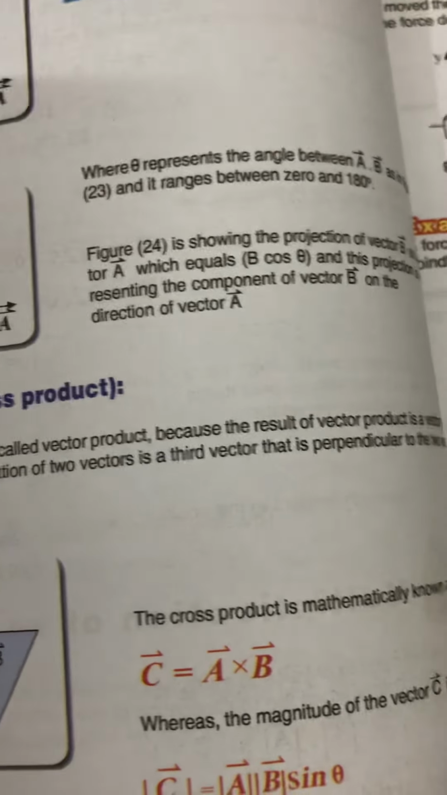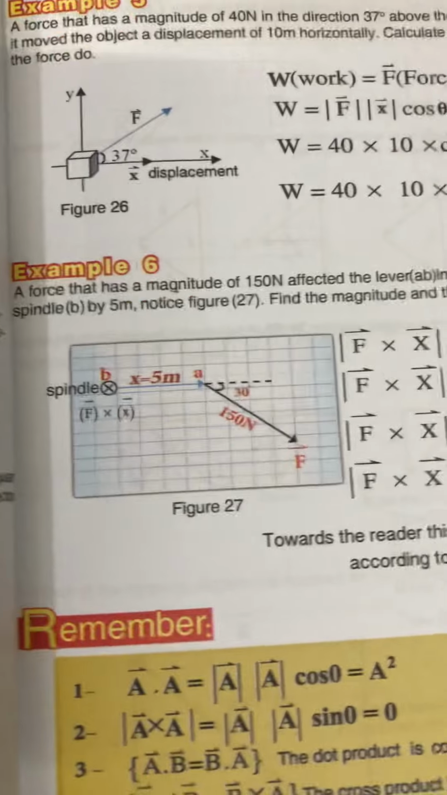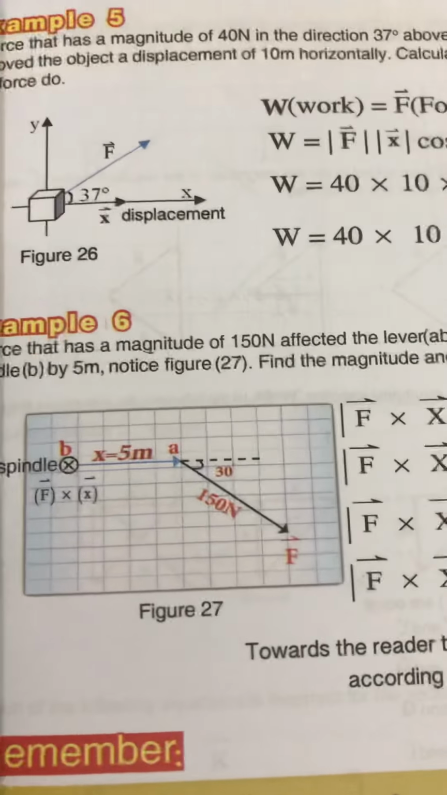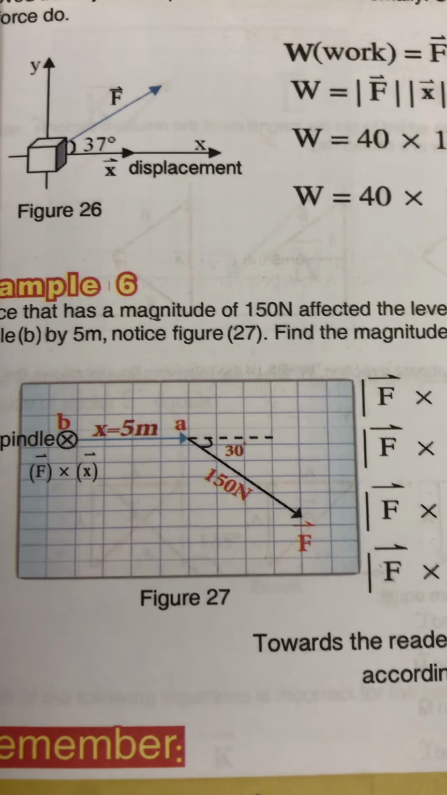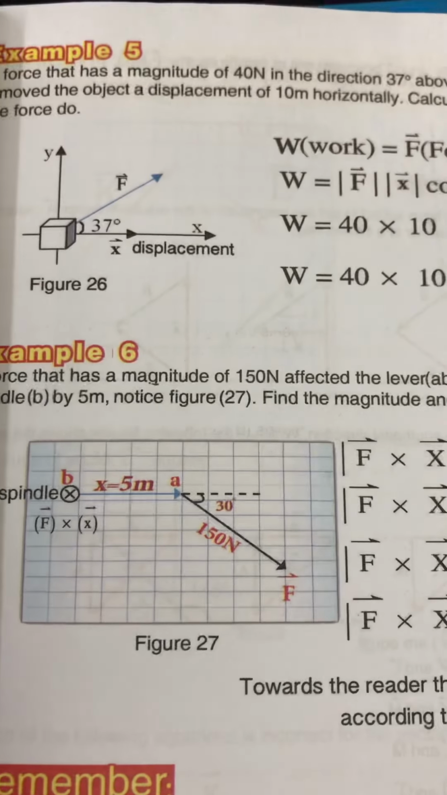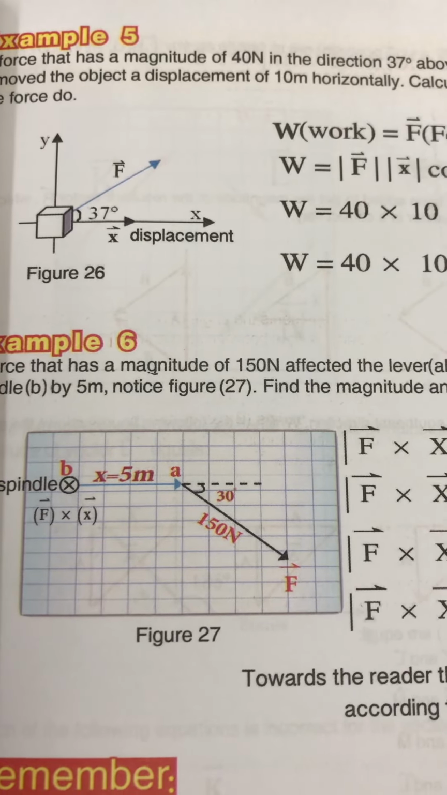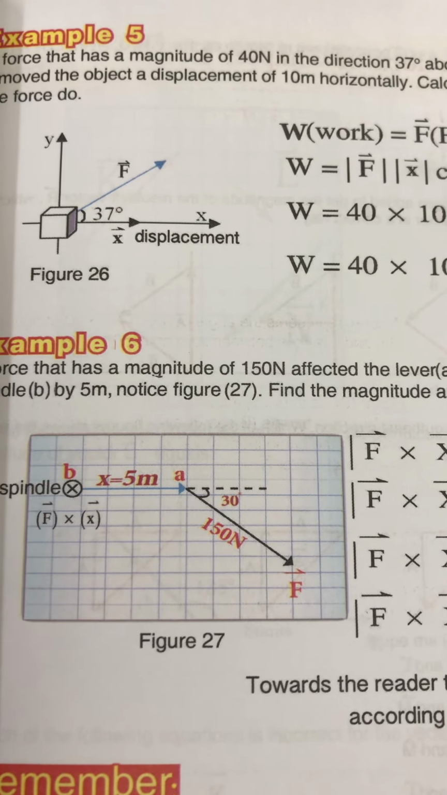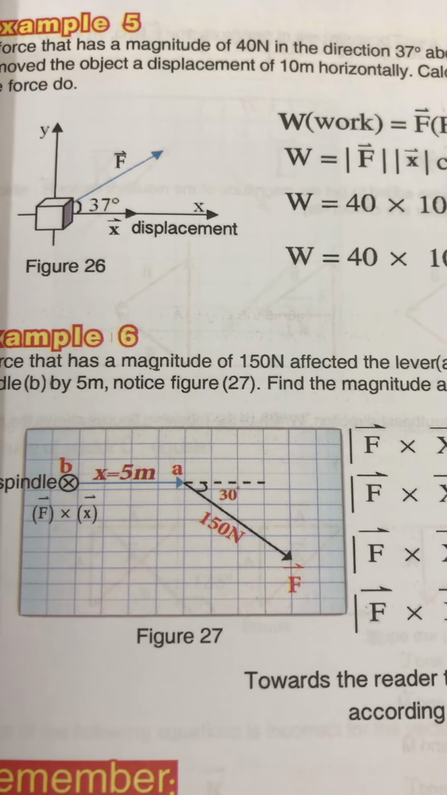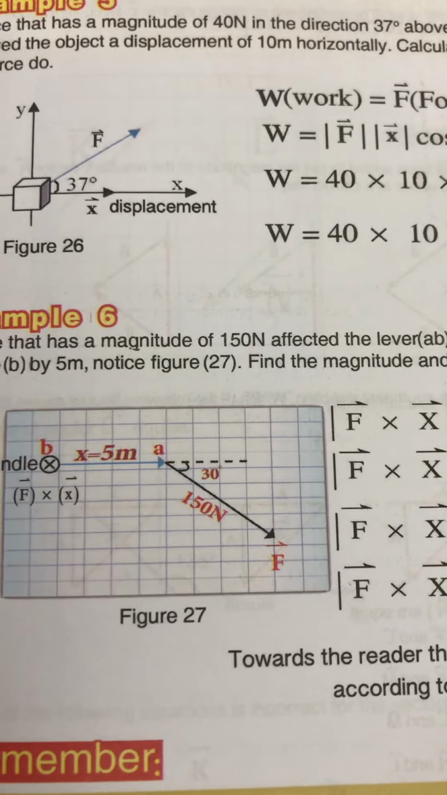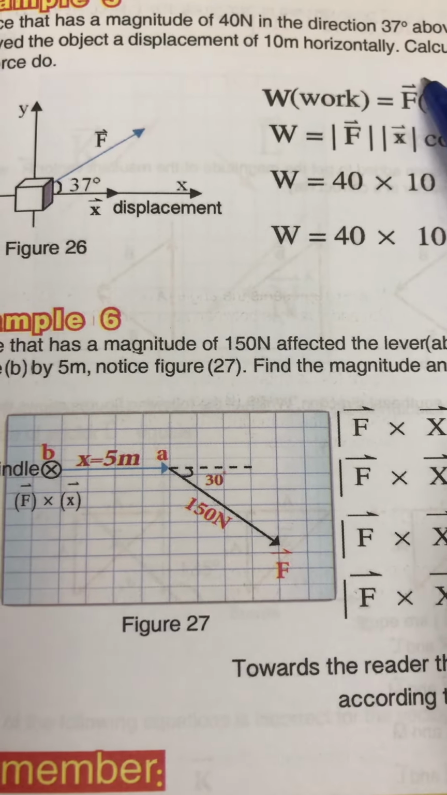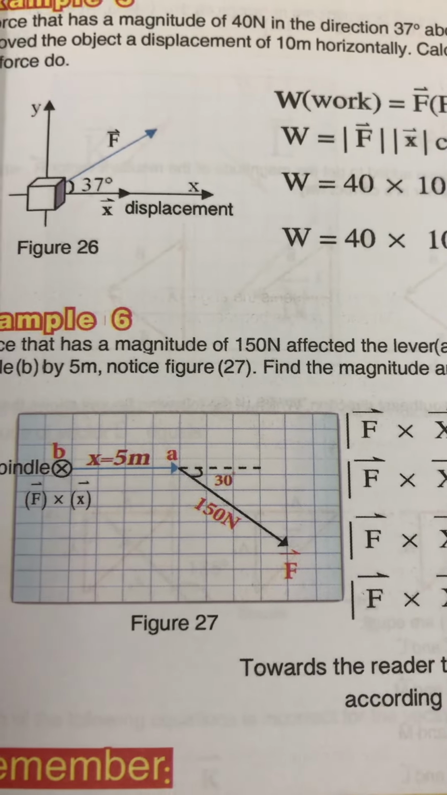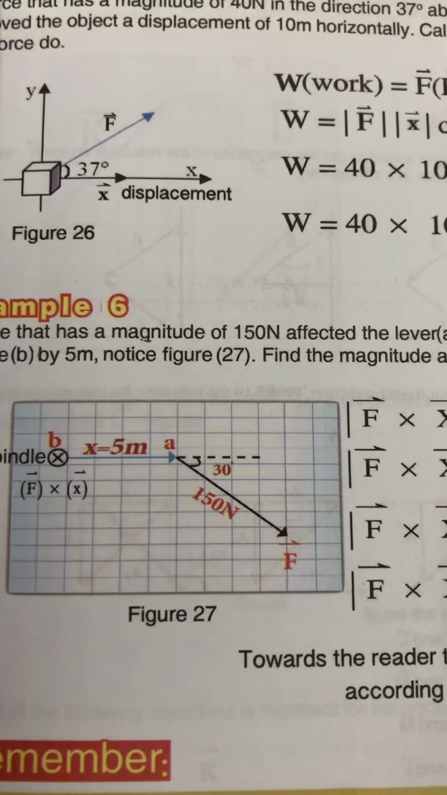Example 5: a force that has a magnitude of 14 Newton in the direction of 37 degrees above the horizon affected an object, so it moved the object at a displacement of 10 meters horizontally. Calculate the magnitude of the work.